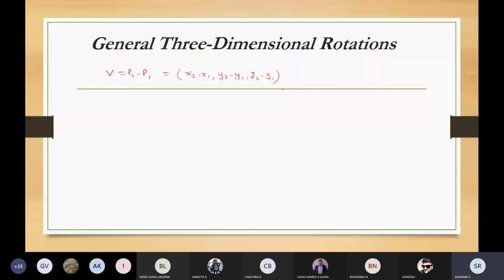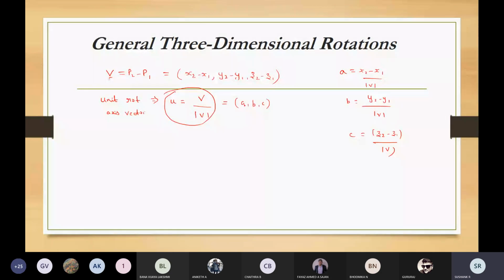Next we calculate the unit rotation axis vector, which is given by u equals the vector v divided by the modulus of vector v, which is nothing but (a, b, c), where a is the x component, x2 minus x1, divided by the modulus. b is the y component divided by the modulus. c is the z component divided by the modulus. It is the same thing; I'm just representing x2 minus x1 and so on as a, b, c.